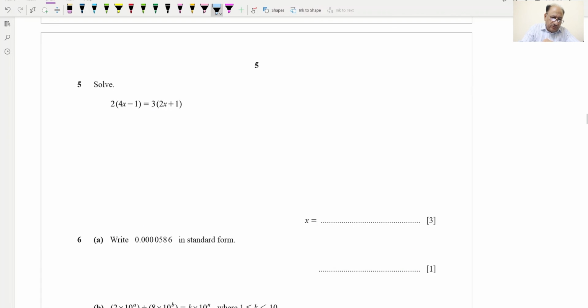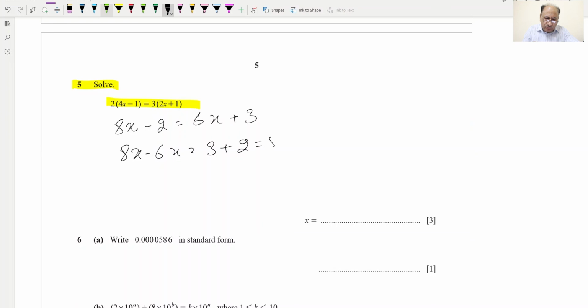Question number 5 says we have to solve this algebraic equation. For that we will be opening the brackets, and this will be 8x, 2 into 4x will be 8x, minus 2 into minus 1 will be minus 2, is equal to 3 into 2x will be 6x, and 3 into 1 will be plus 3. Now we can add the like terms. We can shift this 6x to this side, so 8x minus 6x, and minus 2 we can shift to the other side, 3 plus 2 which is equal to 5. So 2x is equal to 5, so x is equal to 5 by 2, which we can write as 2.5.